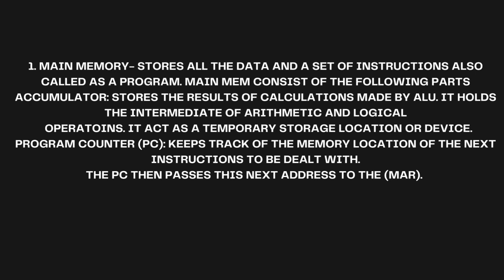Main memory consists of the following parts. Accumulator. Accumulator stores the result of calculations made by the ALU. It holds the intermediate results of arithmetic and logical operations. It acts as a temporary storage location or device. Program counter. Program counter keeps track of the memory location of the next instruction to be dealt with. The PC then passes this address to the MAR.